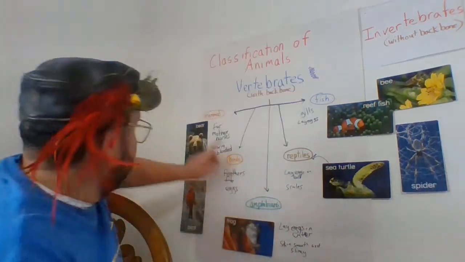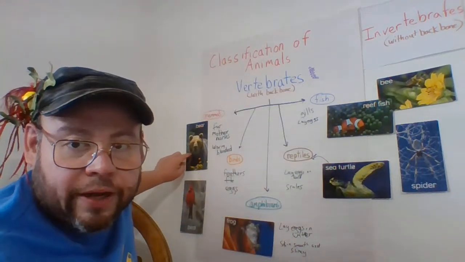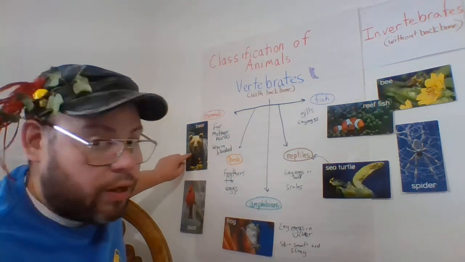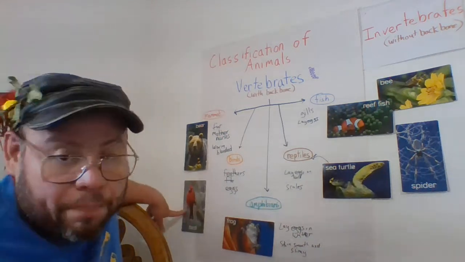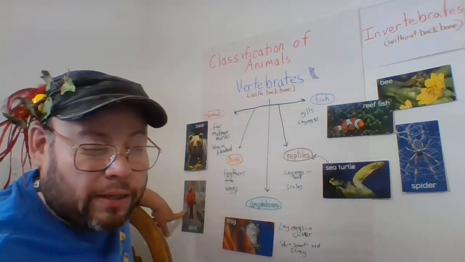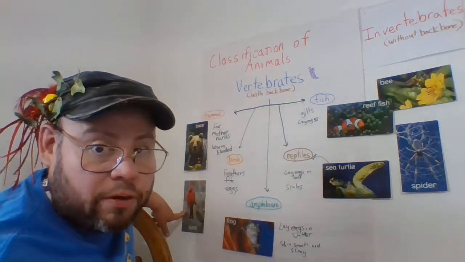Are they mammals? Mammals, the mother nurses the baby. The mother makes milk for the baby. The other animals can't do that. Are they birds? Do they have feathers? Do they lay eggs? Right? And even though a lot of birds fly, some don't.